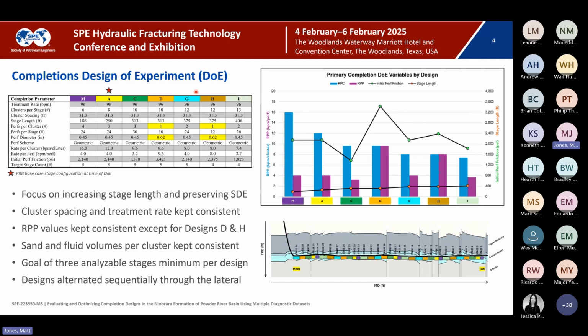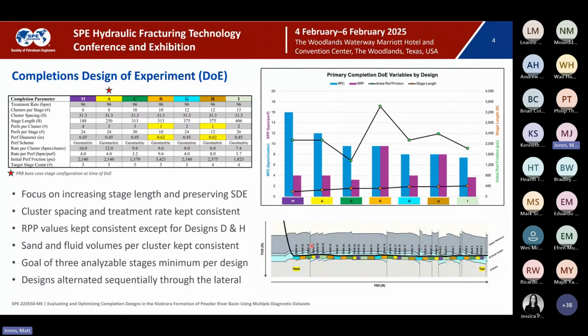Really trying to understand how that impacts treatment uniformity. Also, at the same time, increasing the number of clusters per stage, increasing stage length, and decreasing rate per cluster. Design I is the most aggressive design we tested in this project, with 13 clusters per stage and a stage length just over 400 feet. One of our goals for the project was to have at least 3 analyzable stages per design, just to provide a certain level of confidence in the interpretation of results.